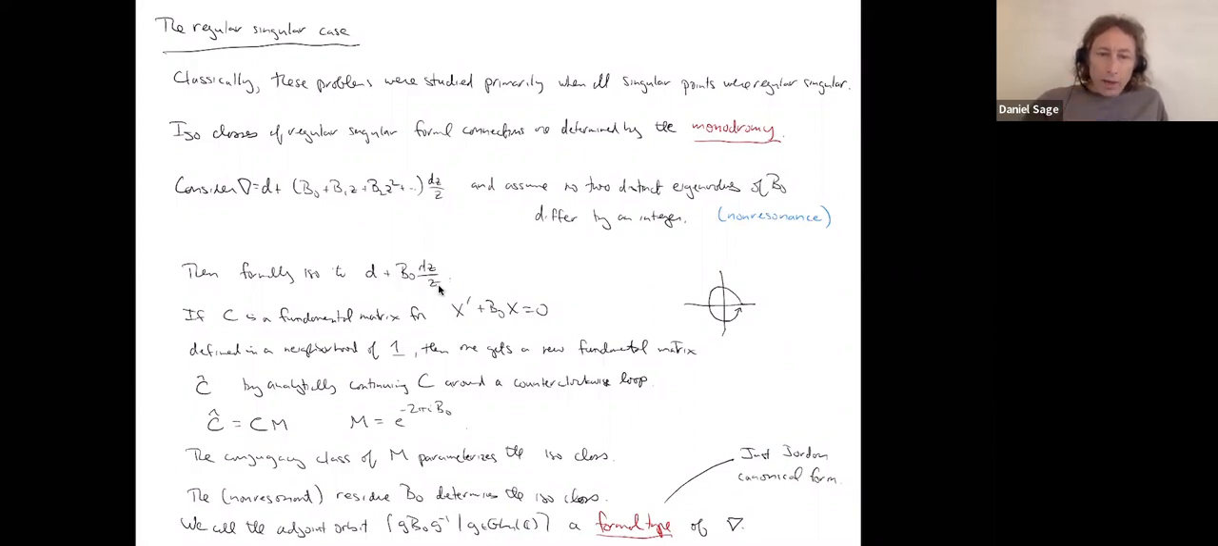So if you now take the corresponding differential equation and let C be a fundamental matrix for it, say defined in a neighborhood of 1, then we do the usual thing with monodromy. We go around our singularity at 0 by just analytically continuing.